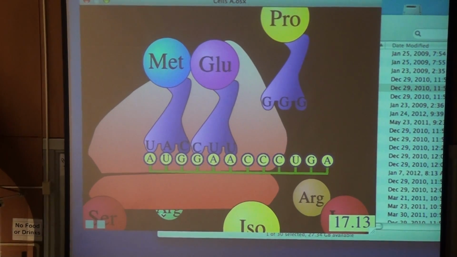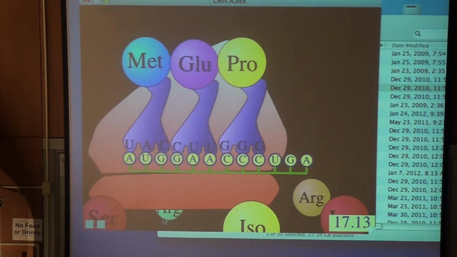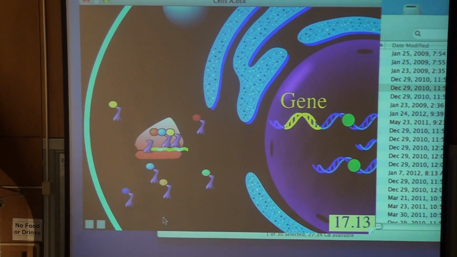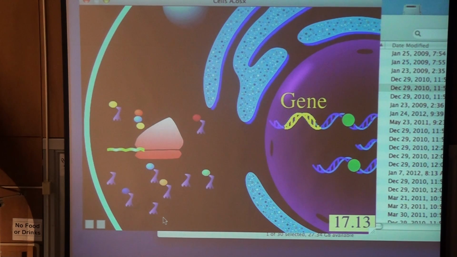Sound good? All right. And there we go. And now we've completed the protein. The tRNAs, now that they've done their job, detach themselves from the amino acids that they were carrying. What will they do? Well, they'll go back and eventually link up with a new amino acid so they can be ready for the next protein that's going to be made.